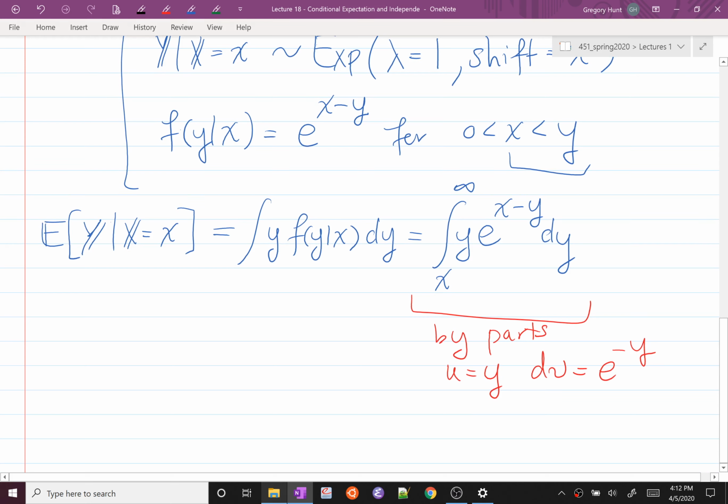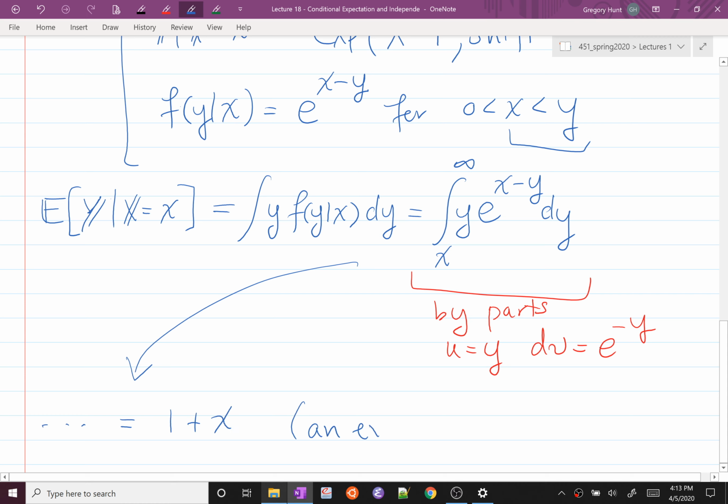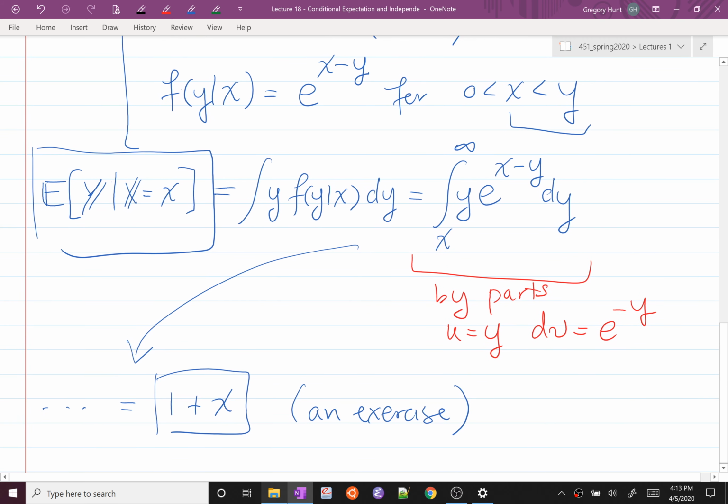So what we get at the end of the day, if we solve this using integration by parts, is 1 plus x. I'll leave that as an exercise for you to do, and you can verify that if I do integration by parts, that way I get 1 plus x. It's just an integral problem, so it's a Calc 2 problem. But that is what I wanted to calculate, which was the expected value of y given x. Okay.